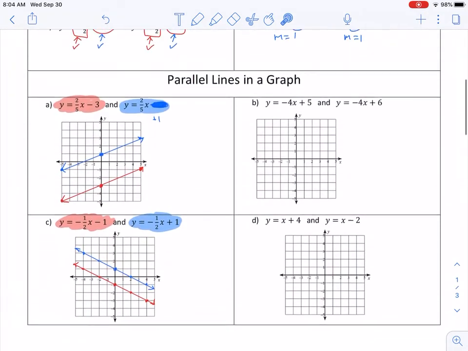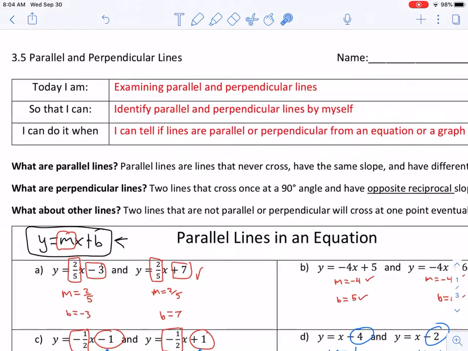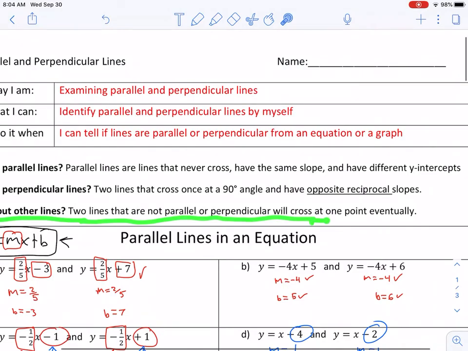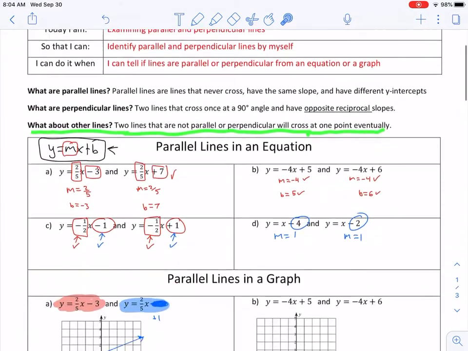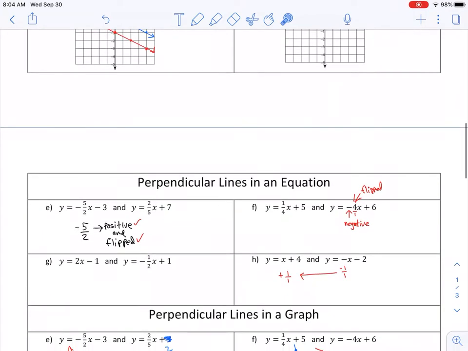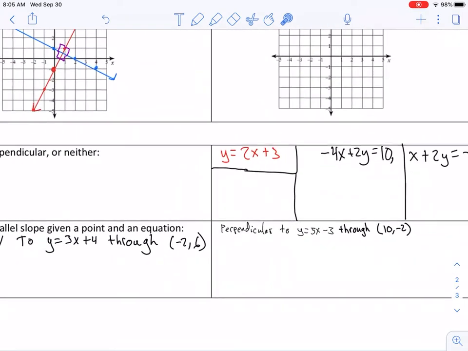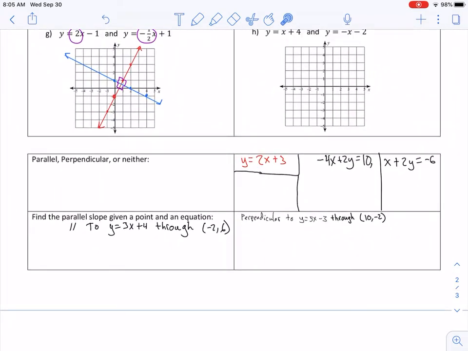And I do believe that I blew right past other lines. So we talked about parallel lines. We talked about perpendicular lines. So parallel lines have the same slope and different y-intercepts. Perpendicular lines cross at a 90-degree angle, and they have opposite reciprocal slopes. All other lines, so two lines that are not parallel or perpendicular, will just cross at one point eventually. And we're going to be working with those kinds of lines in our next unit. So that's what it means when it's neither. They don't have the same slope, or they don't have opposite reciprocal slopes.